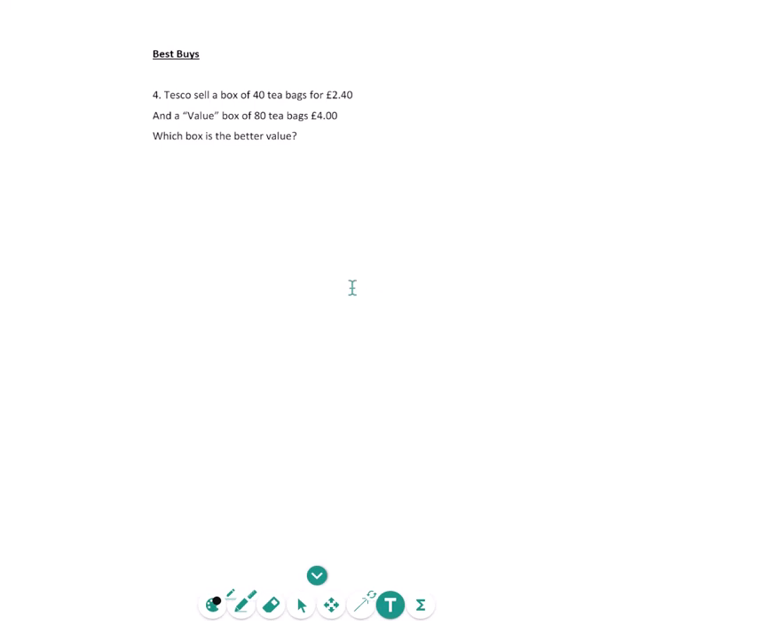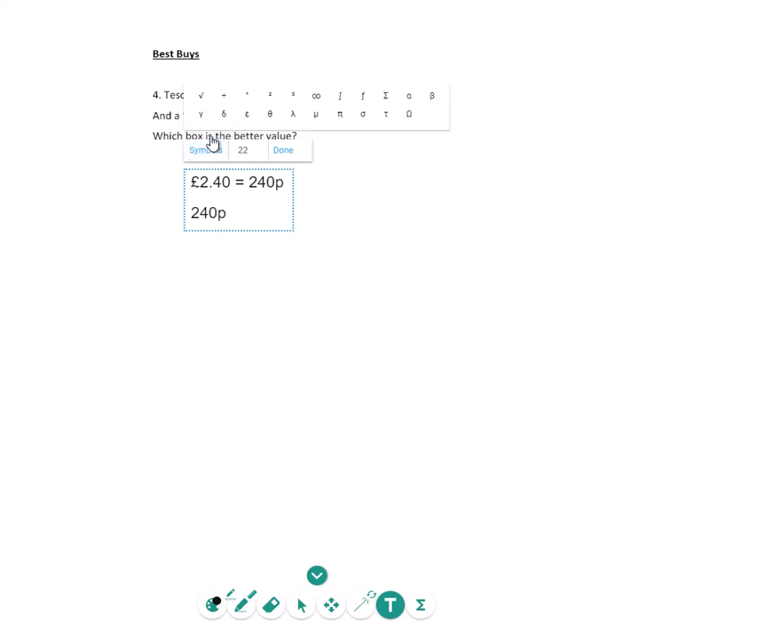Well, I think with this kind of question, we need to work out how much would 1 tea bag cost. And the box of 40 tea bags costs £2.40, which is the same as 240p. And there are 40 tea bags. So 1 tea bag would be 240p divided by 40, and that's 6p per bag.